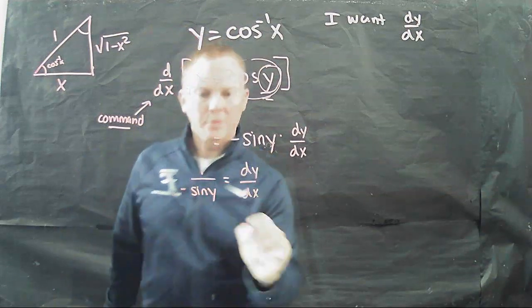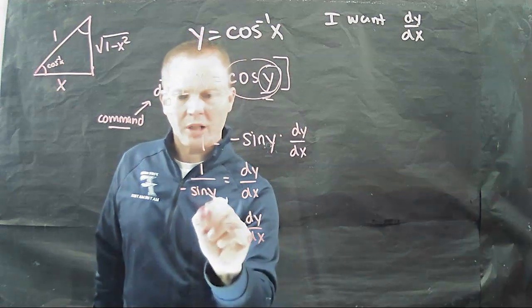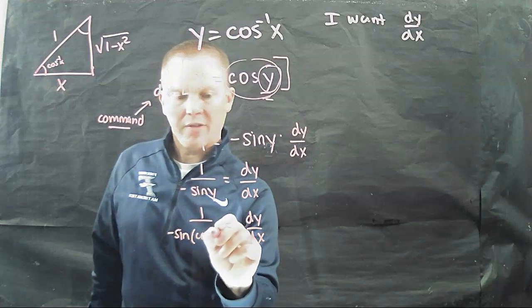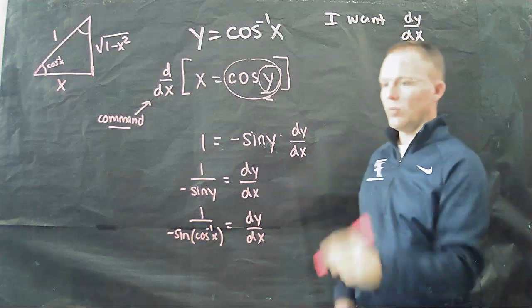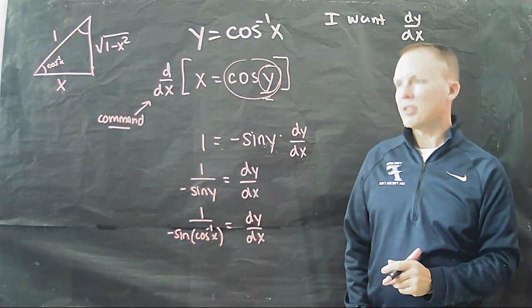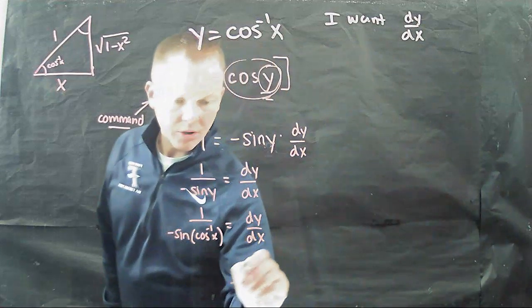And there we go. You can see I changed pens on this one so I could fit it all in one line. So now I have dy/dx is 1 over negative sine of the inverse cosine of x. Okay? So now, go to the triangle.